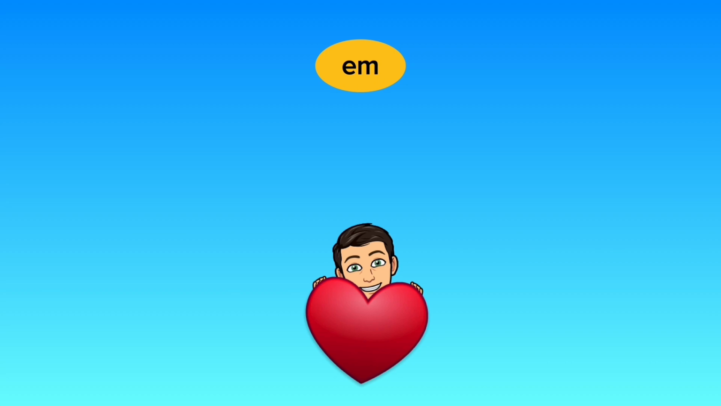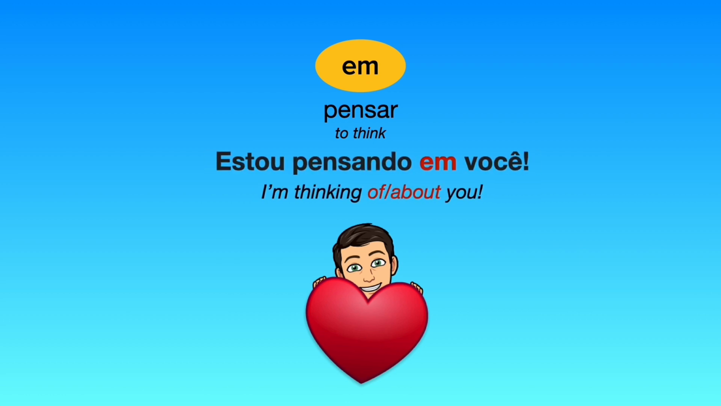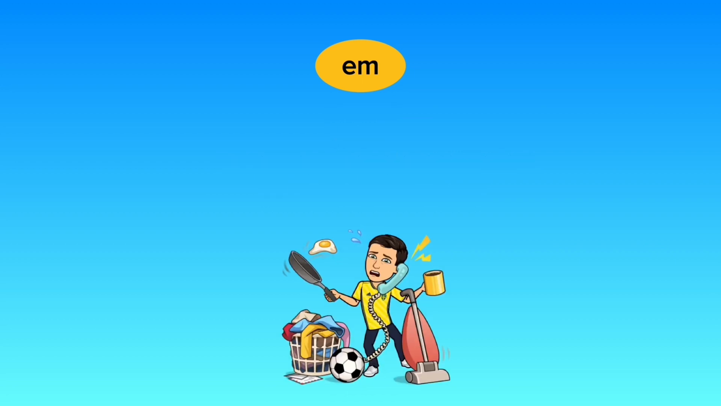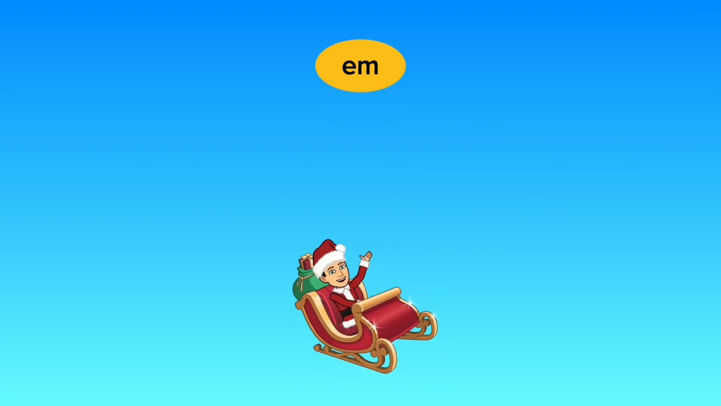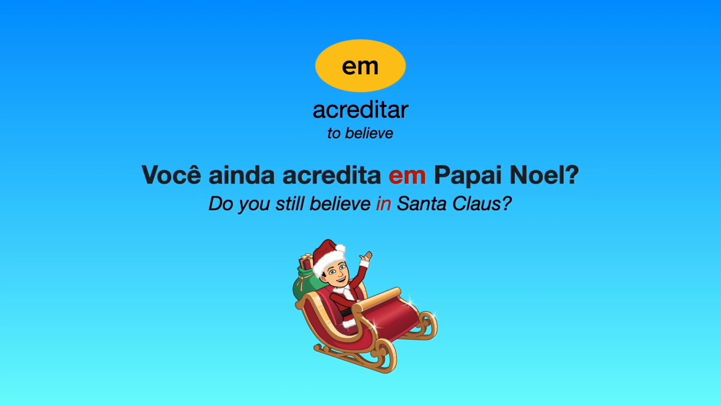Now, let's see some common verbs that are used with the preposition em. The verb pensar, to think. Estou pensando em você. The verb insistir, to insist. Você insiste em fazer tudo ao mesmo tempo. And the verb acreditar, to believe. Você ainda acredita em Papai Noel?